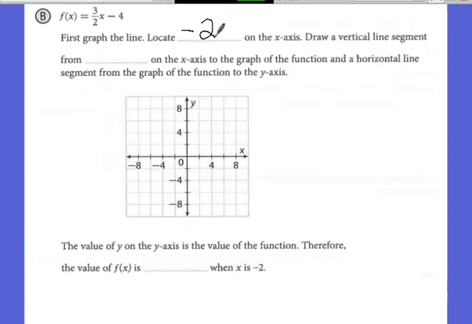Then I'm going to draw a vertical line segment from -2 on the x-axis to the graph of the function, and a horizontal line segment from the graph of the function to the y-axis. So basically, I'm saying, here's -2. When I go up and hit the function and go over, what do I get over here? All right, so let's start by graphing the function. In this case, my function is 3/2 x minus 4.